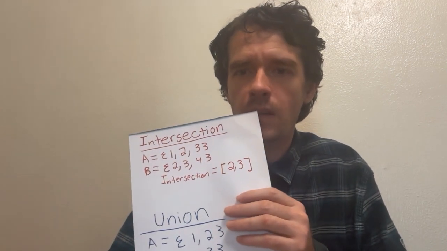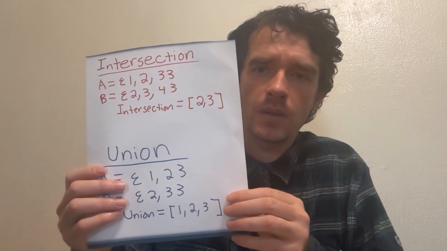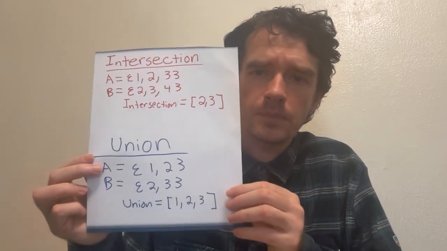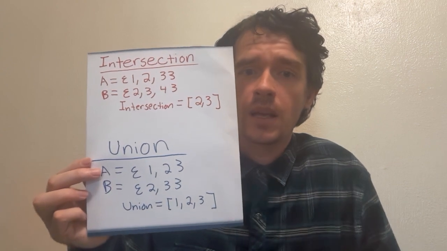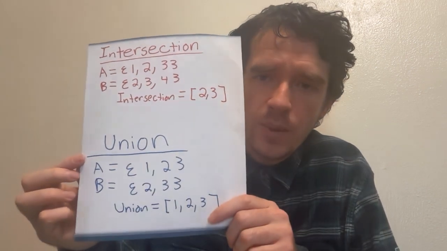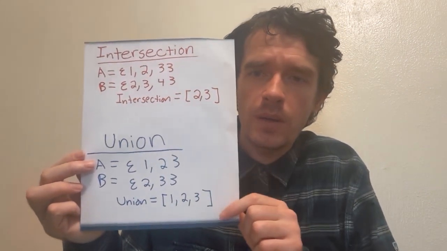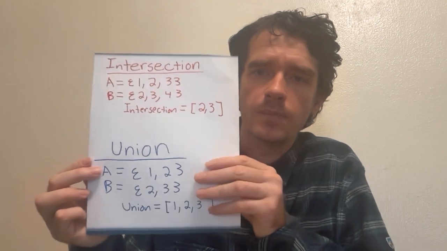Okay, next type is the union. So this is the union. The union is two sets that contain all the items that appear in either set, but without duplicates. So A is 1, 2, B is 2, 3. The union would be 1, 2, 3.